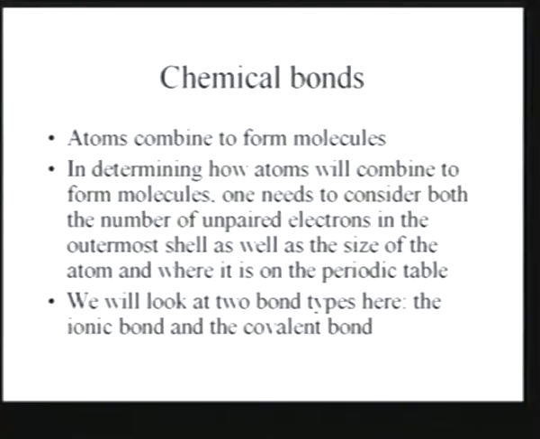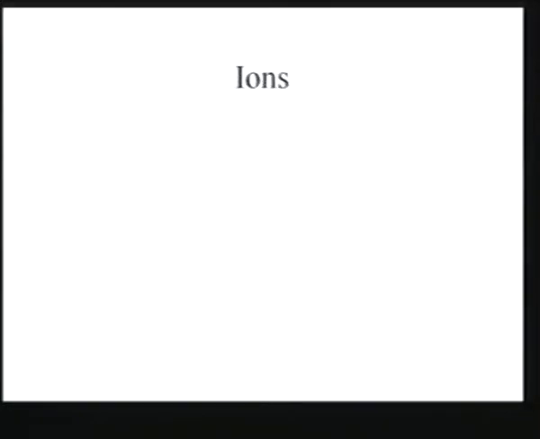Okay. We're going to look at basically 2 bond types that we can talk about, and actually a subtype of the covalent bond. It'll be a polar covalent bond. The ionic bond and the covalent bond. All right. Those are the 2 major types of bonds that we need to deal with. Okay, let's talk about the ionic bond first and look at what ions are.